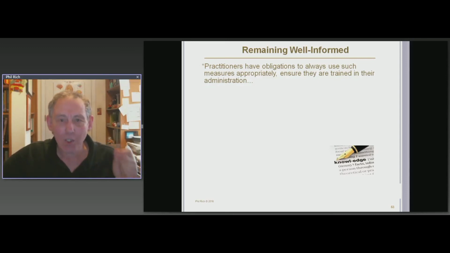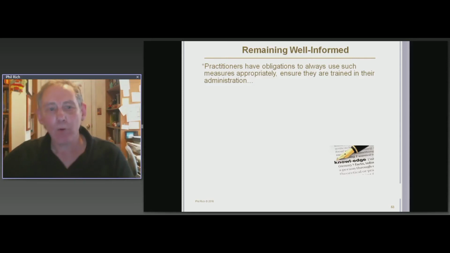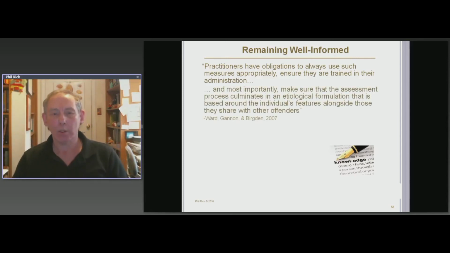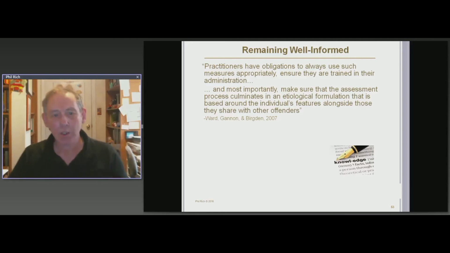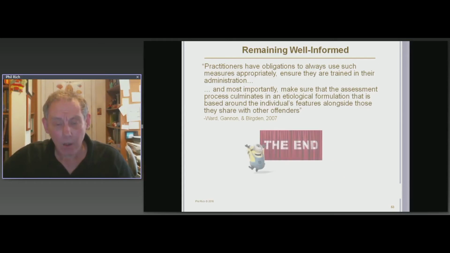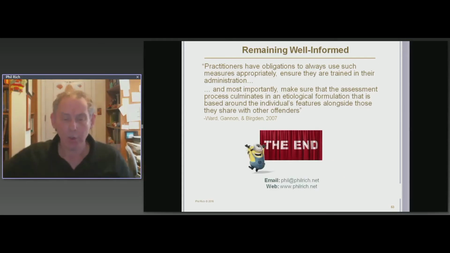Practitioners have obligations to always use such measures appropriately, to ensure that they're trained in their administration, and most importantly, make sure that the assessment process culminates in an etiological or developmental formulation that's based around the individual's features alongside those that they share with other offenders. This is from Tony Ward and colleagues. It really refers to work with adult sexual offenders. And for those of you who know, for instance, the Good Lives Model, Tony is one of the key developers of that model.